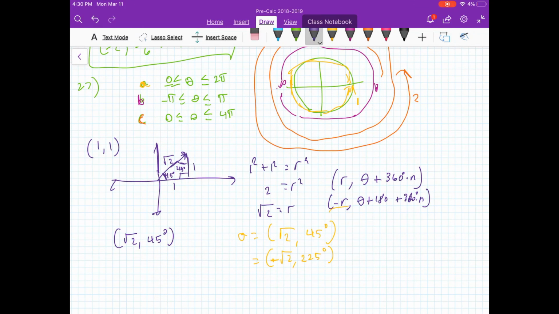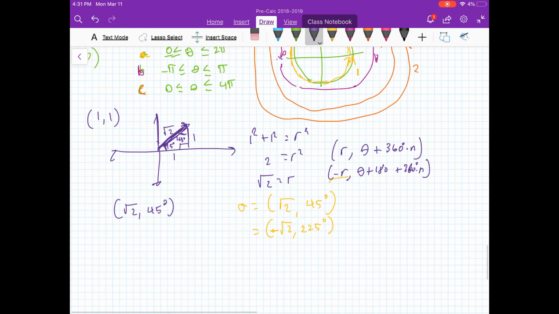Let's try B. B says instead, let's start with a full rotation. Let's start at negative pi and go all the way to pi. If I started at negative pi and went all the way to pi, I can see that initial value is in that range. So I can go ahead and put that for B, that initial value of square root of 2.